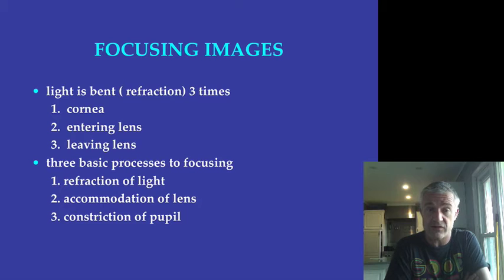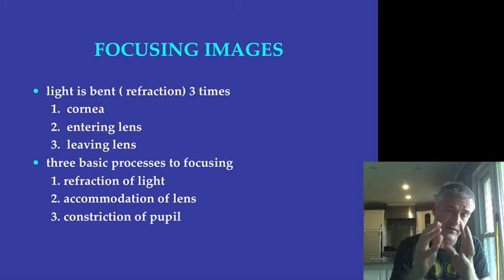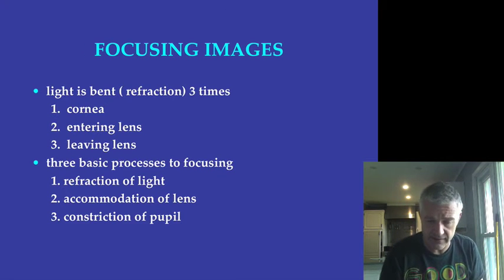And it's really the combination of this refraction of light doing all these things, along with the fact that we can change the shape of our lens, as well as control light intensity with the pupil, that we can actually focus this image onto the retina and get some type of signal.